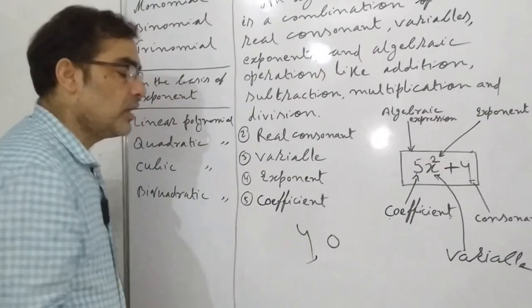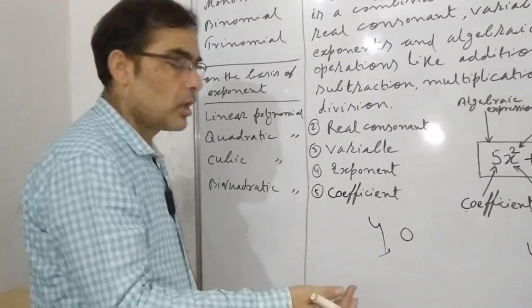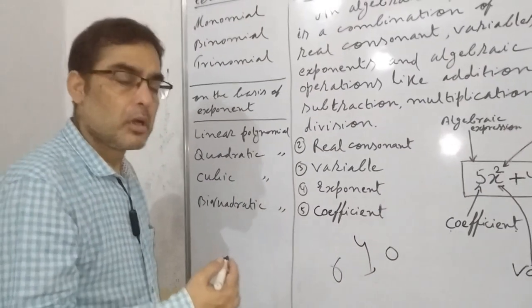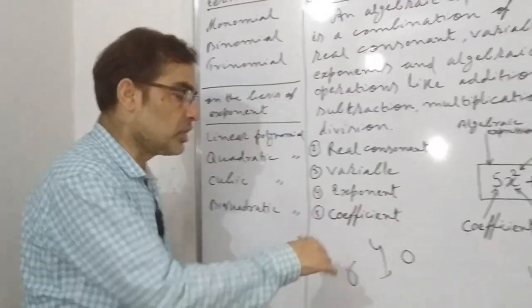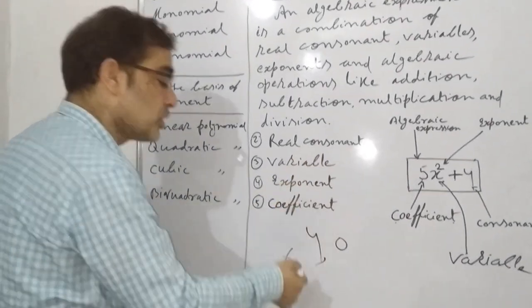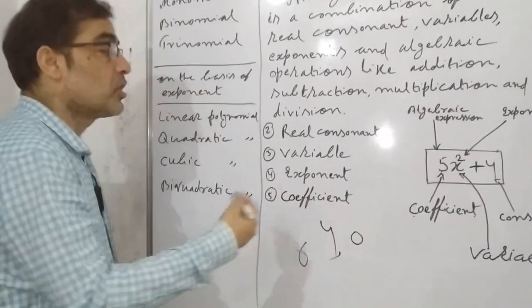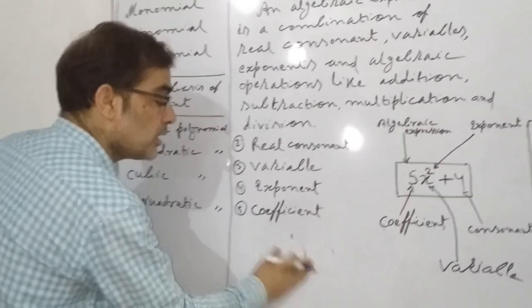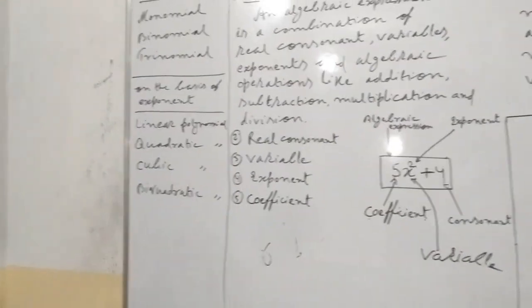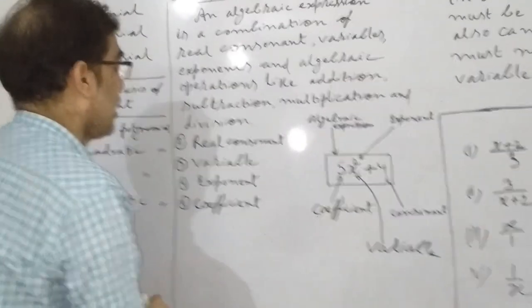Similarly, 0 is constant. Why? Because 0 cannot be said as any other number. 6 is constant. Why? Because 6 cannot be said as any other number. So these numbers are fixed and will be called constants. And since these numbers are real numbers and constants also, these numbers will be called real constants.